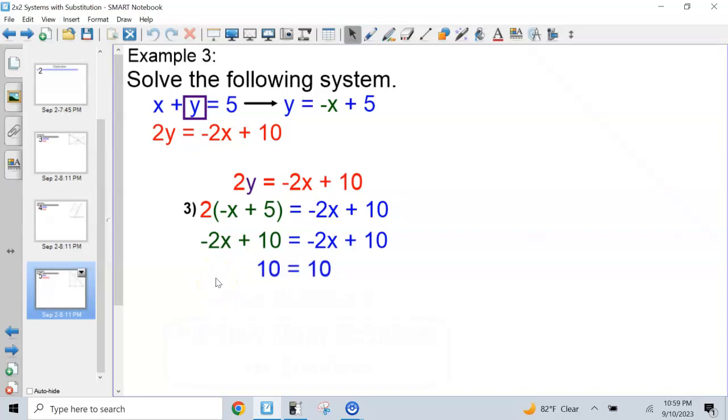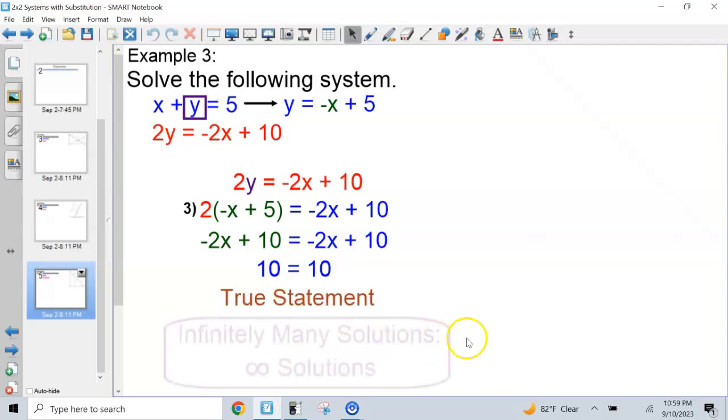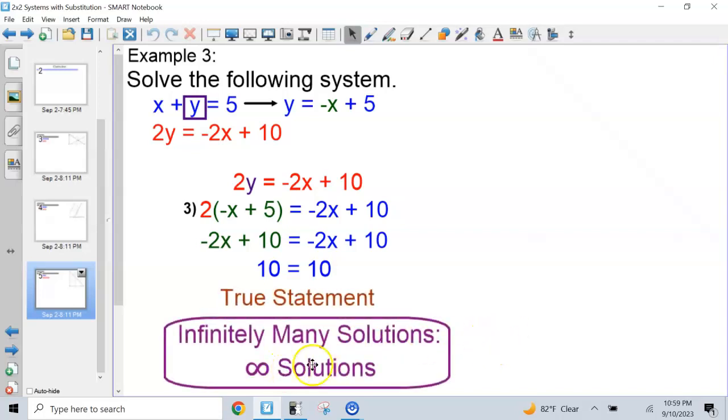There are no more letters, so I can't solve for anything. But that's a true statement. If you have a true statement, that is infinitely many solutions. You can draw the infinity symbol. Here's the graph. They're the same line.